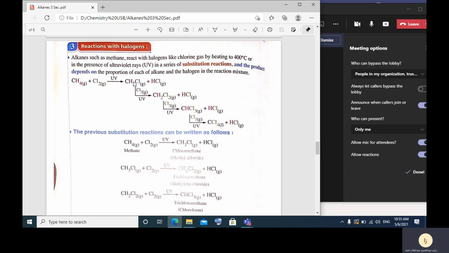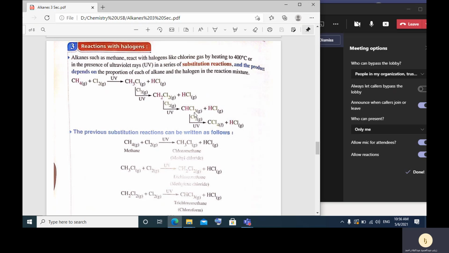If we take this compound and react it with chlorine gas, second step, what will happen? It will add another chlorine and remove one H. So we get CH2Cl2. The H will be removed, react with Cl, giving another HCl. This is called dichloromethane. The third step, if we add another chlorine, what will happen? This compound, dichloromethane, will add another Cl, and one of the H's goes with the other Cl. We get CHCl3 and the HCl.